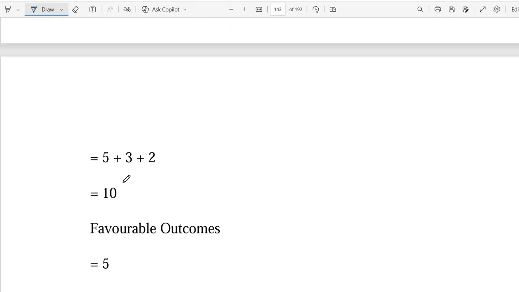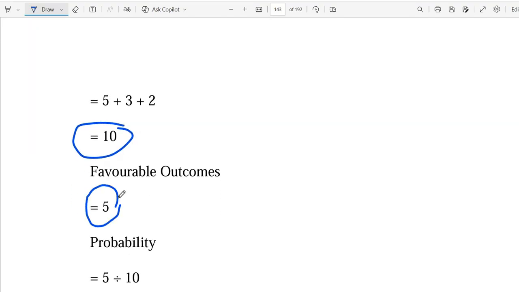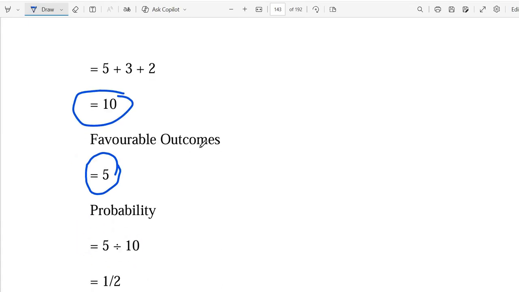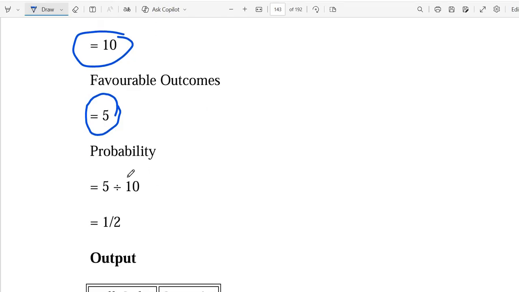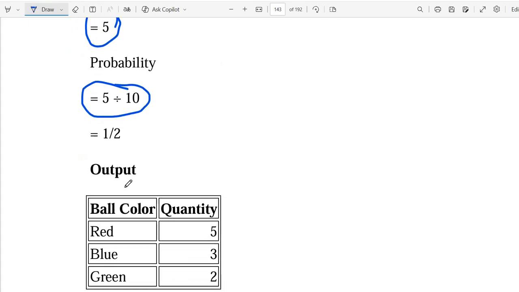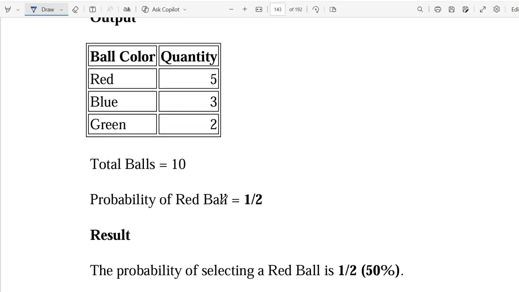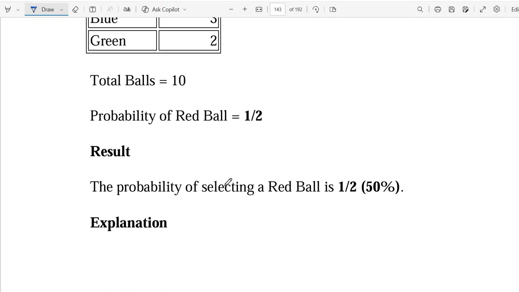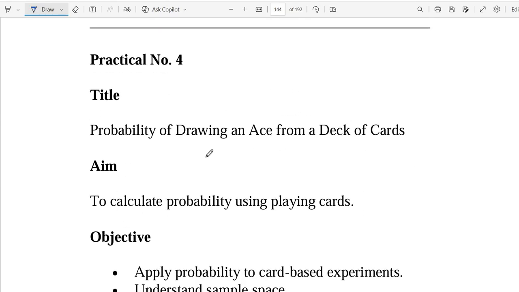So total balls are 10 and favorable outcomes are 5, because we want to draw the red ball, and how many red balls are there? 5. Okay, so 5 divided by 10, favorable outcomes divided by total outcomes, that is half or 0.5. So the probability of selecting a red ball is half, that is 50%, right?